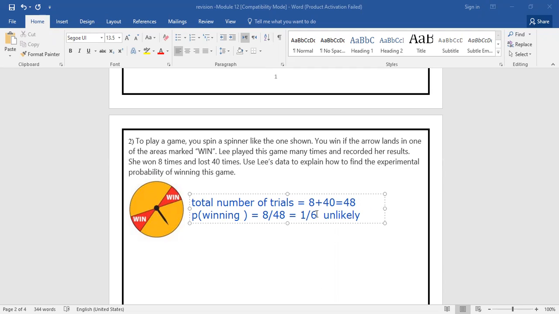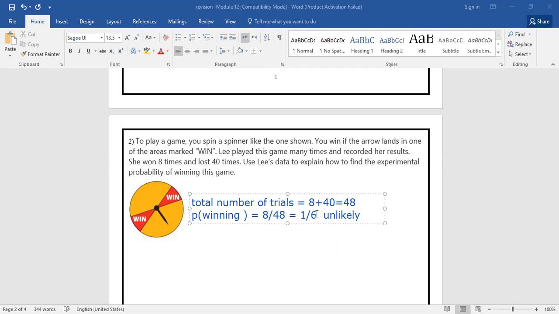If you divide 6 by 2, how many will it be? 3. And 1 is less than 3. We said if it's less than a half, it will be unlikely. If it's equal to a half exactly, it will be as likely as not. If it's more than half, it will be likely, right?